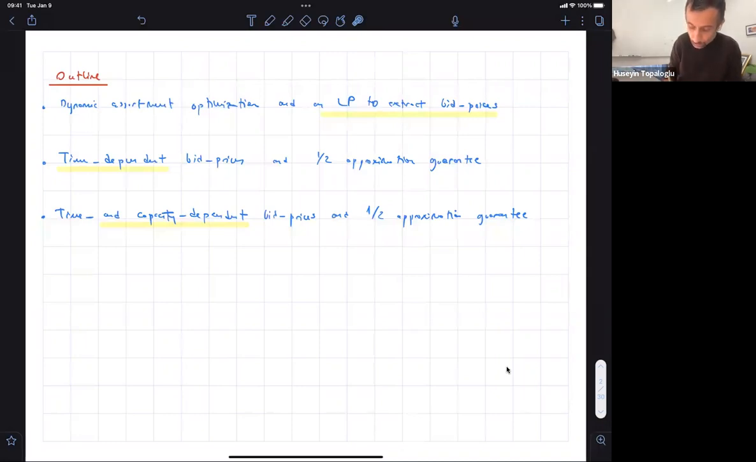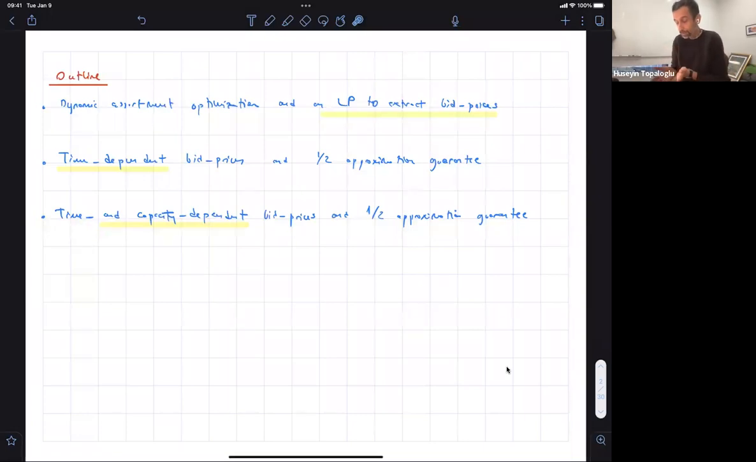So then our half approximate policy is going to be based on coming up with time-dependent bid prices. And I'm going to give you an algorithm to compute time-dependent bid prices. And then after that, I'm going to show you another half approximate policy. And this half approximate policy is going to be based on not only constructing time-dependent bid prices, but also on capacity-dependent bid prices.